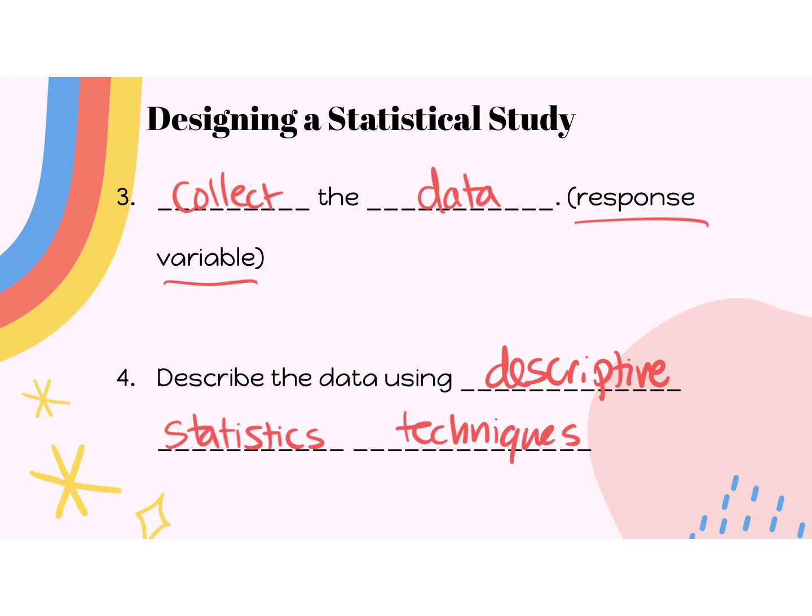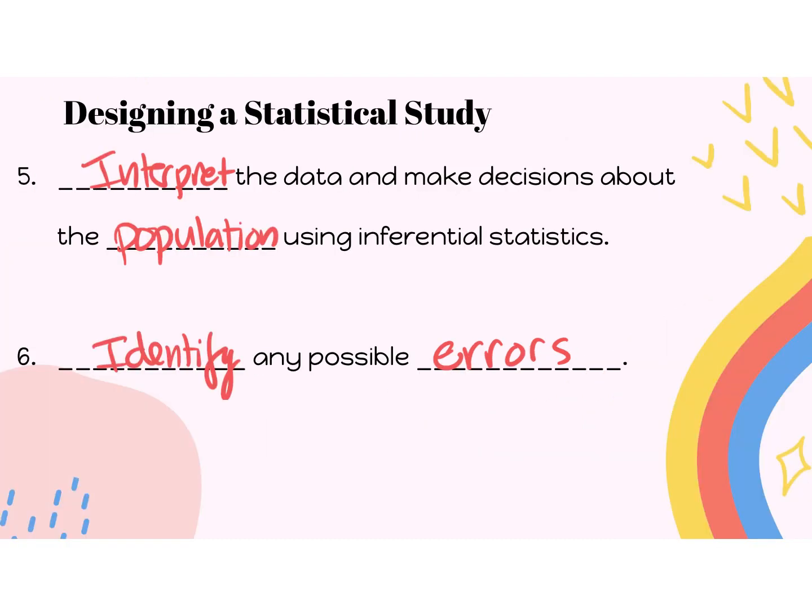Then you describe the data using descriptive statistics techniques. So those descriptive statistics are what we learned last unit. There are graphs and tables that we learned to represent our data. Step 5, interpret the data and make decisions about the population using inferential statistics. And 6, identify any possible errors. This is an important step because once you've identified the errors, you can decide if the errors are big enough that they would really affect your answers and kind of invalidate them.